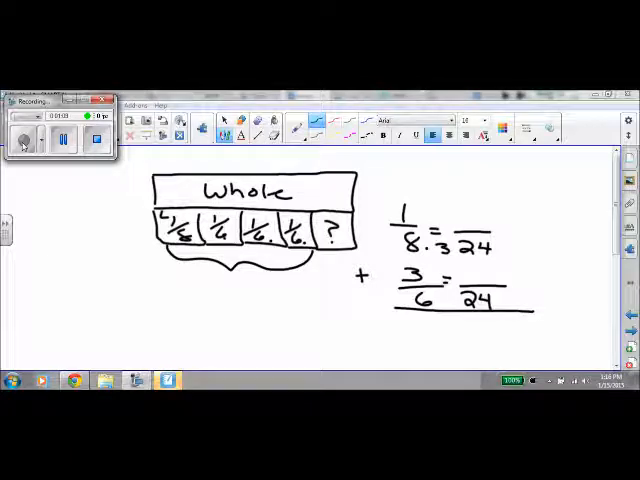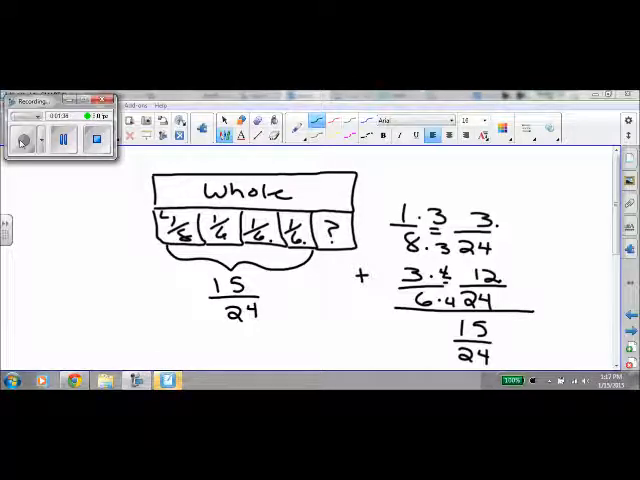8 times 3 is 24. 1 times 3 is 3. 6 times 4 is 24. 3 times 4 is 12. 3/24 plus 12/24 is 15/24. So 15/24 is what was taken from the whole loaf of bread.